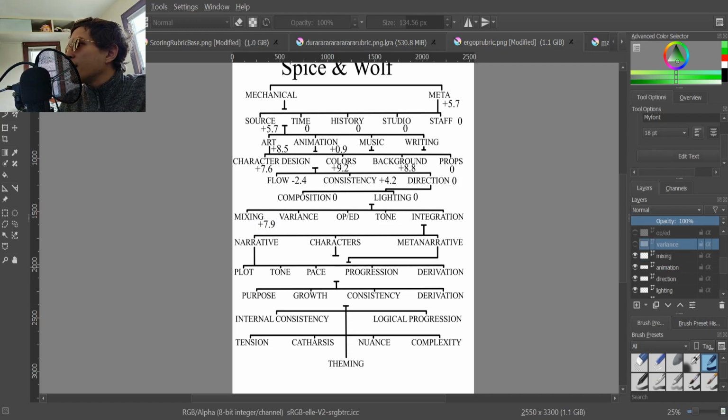Variance. This is actually pretty low. Spice and Wolf kind of relies on a couple key songs to really sell itself. Now, those songs, we're going to get into it, those are good, but it does rely on a couple key songs to sort of make its presence felt. It's not that variable.